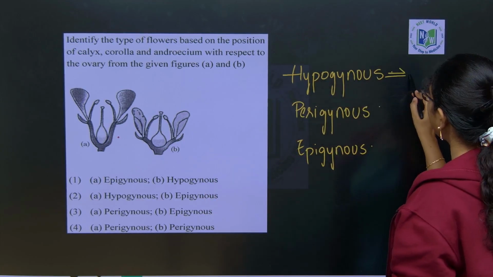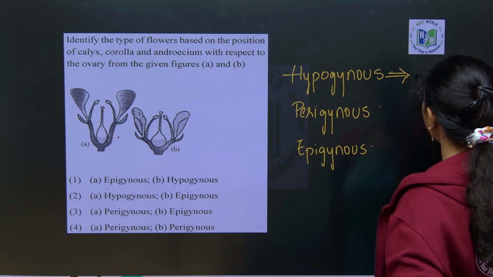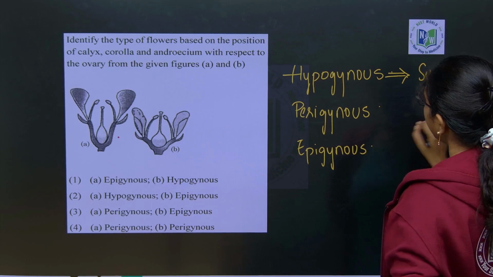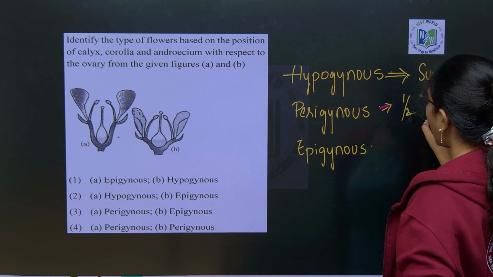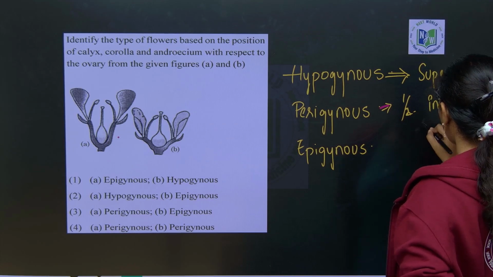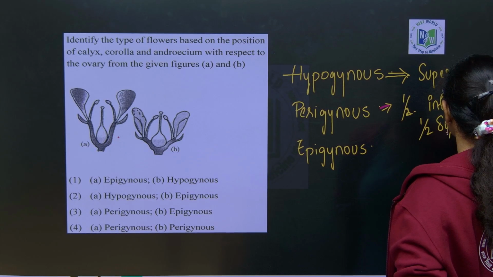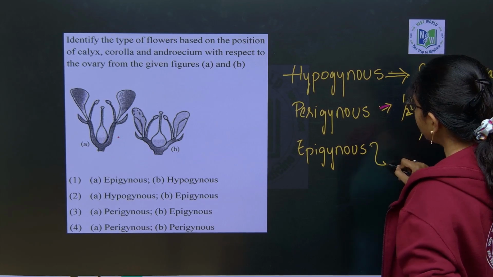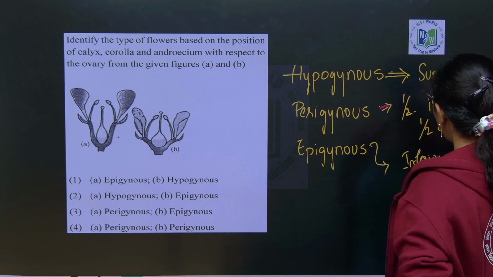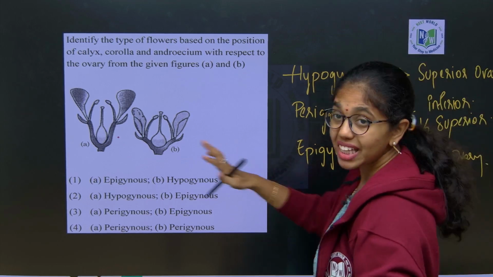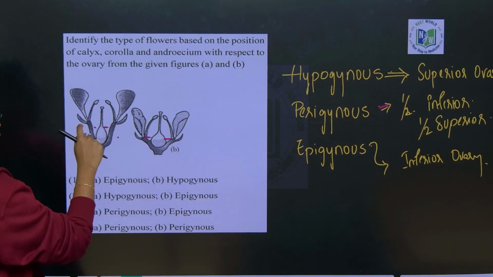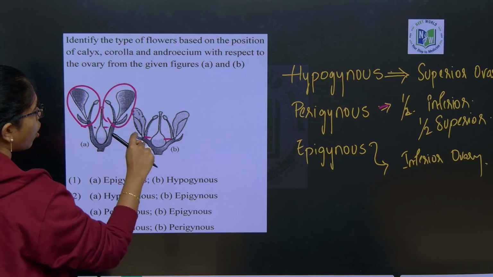Hypogynous flowers have superior ovary. Perigynous have half inferior and half superior ovary. Epigynous flowers include inferior ovary. If you look into this type of flower, where ovary is half inferior and half superior, the rest of the floral parts are at the rim of the thalamus.